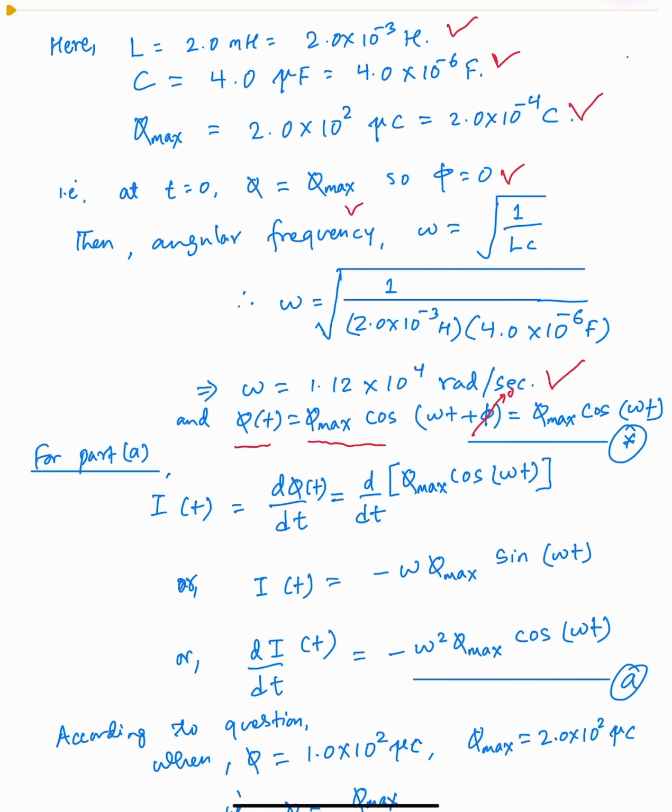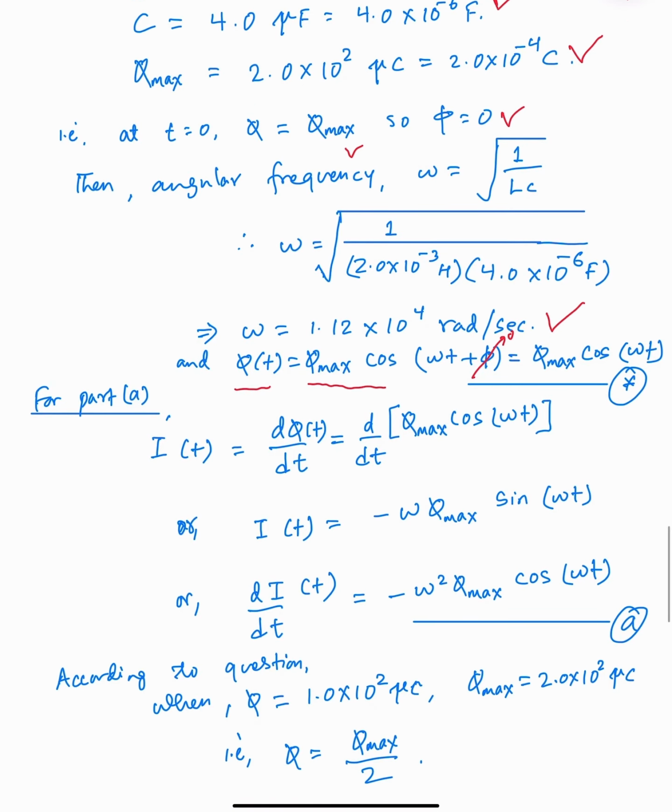We already estimated that omega, so it will be easier later on. So for part A, we try to find out first I, which is dq over dt, so in terms of charge. So that's, we have q(t) here, so we have to take a derivative of that with respect to time. So the current will be this.